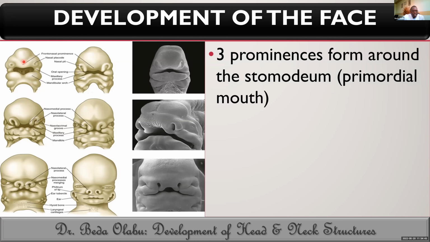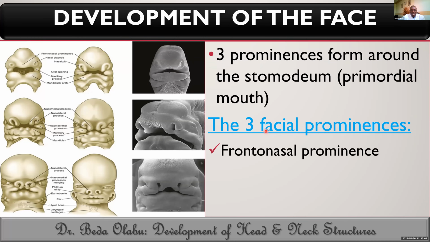Now, when you look at this ugly thing, we can see that that's the primitive mouth, what we call the stomodium. The swellings we're talking about form around the stomodium, which means they form around the primitive mouth. What are the names of the swellings? We have what we call the frontonasal prominence.